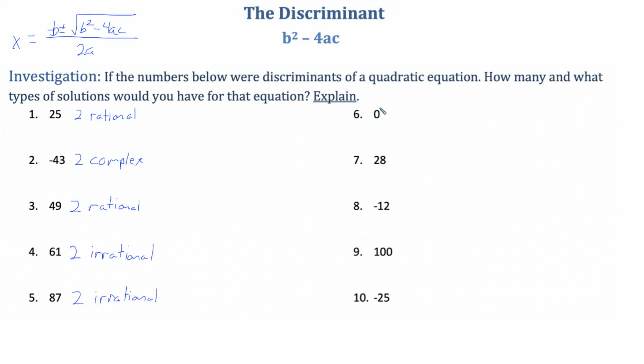What if we have 0? If you have 0 in here, you would have the square root of 0, which is 0. Negative b plus 0 over a number is the same as negative b minus 0. And so you actually get the same solution for the plus part and the minus part. So in this case, we would only have one solution, and it would be rational because it would be just negative b over 2a.